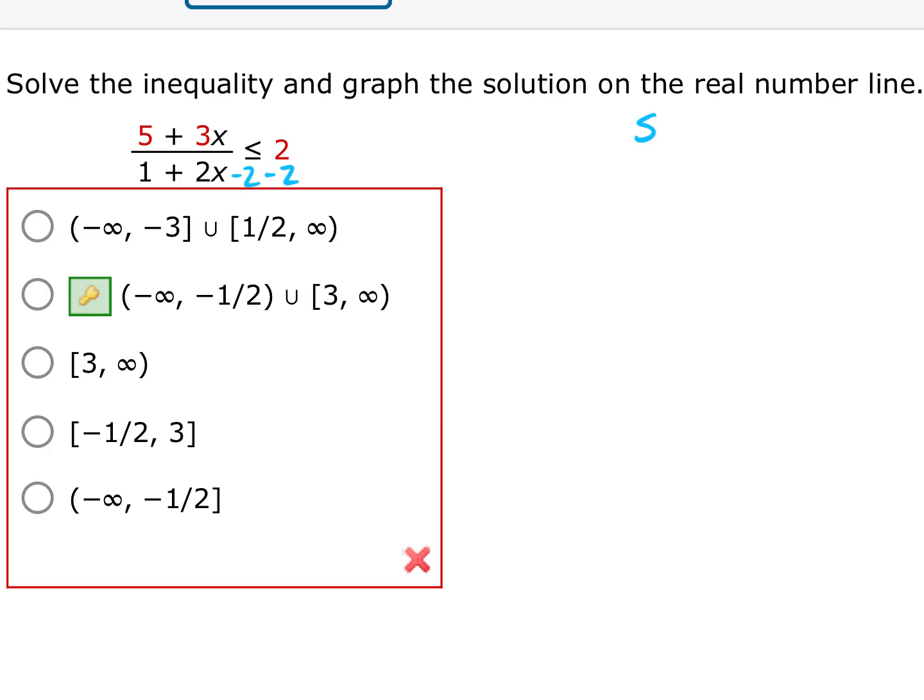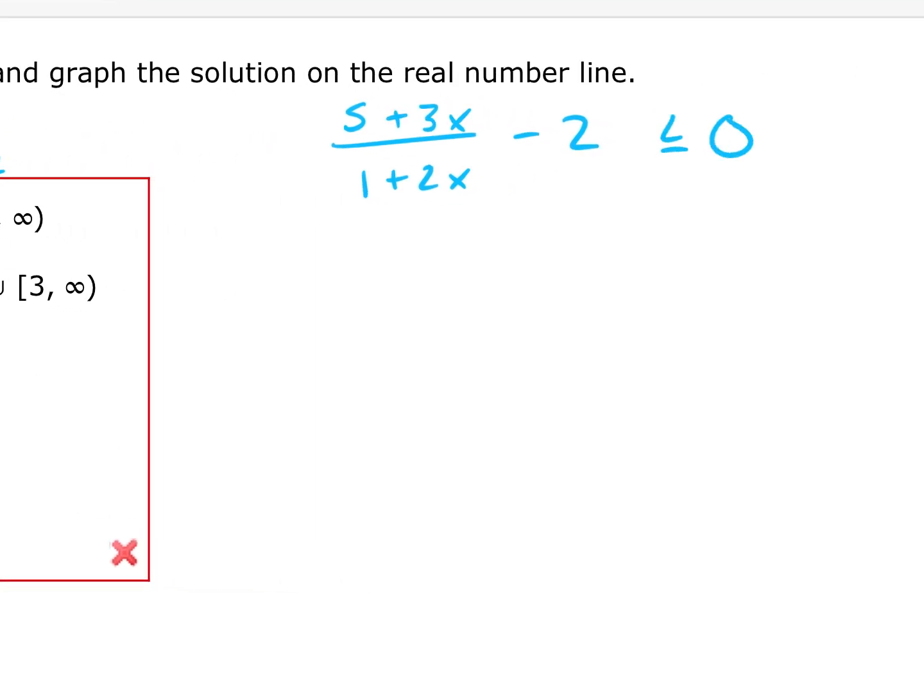So (5 plus 3x) over (1 plus 2x) minus 2 is less than or equal to 0. What do we need if we're adding or subtracting with fractions here? Common denominator. So I'm going to make my common denominator 1 plus 2x. So I'm going to multiply the top and the bottom here by 1 plus 2x.